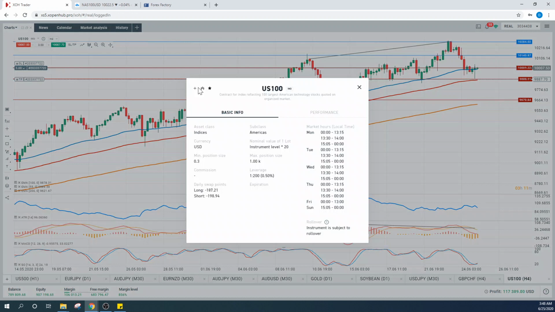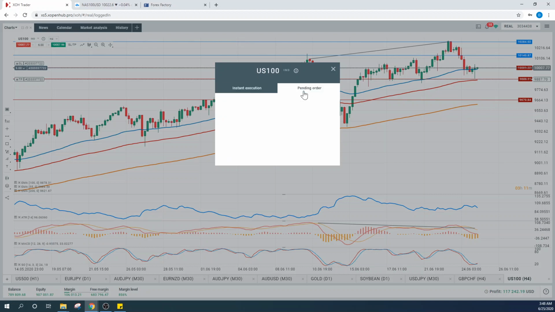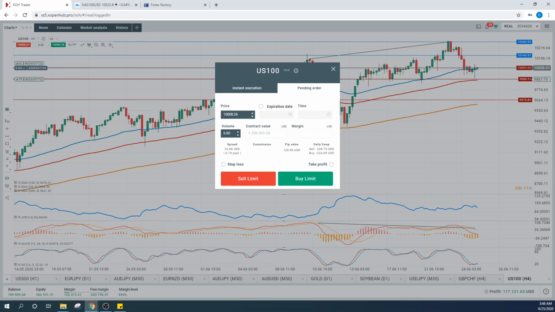So what I will do is I will open a ticket. Sorry, we'll go to pending orders. I will increase my volume to 6. The price level will put 10,140.